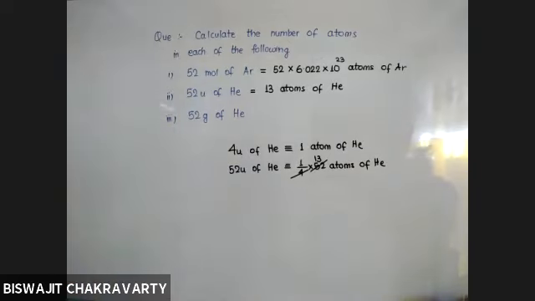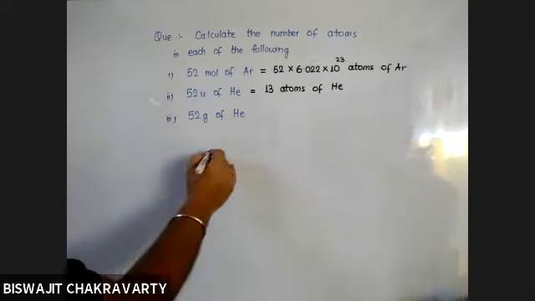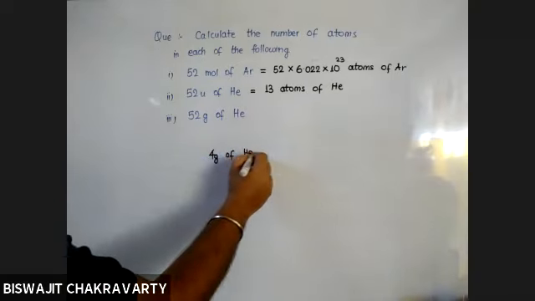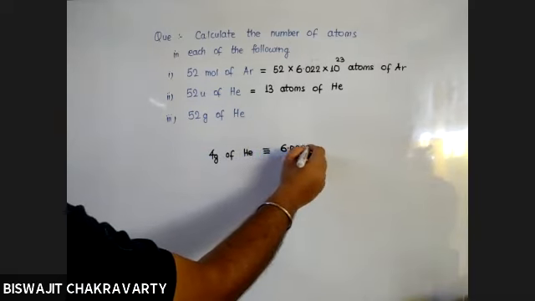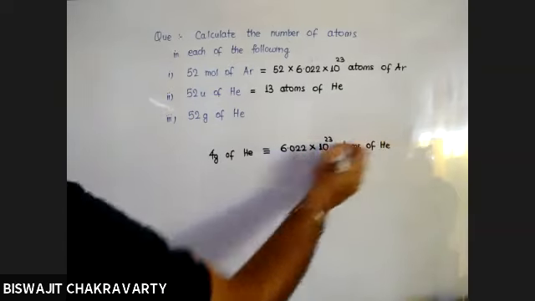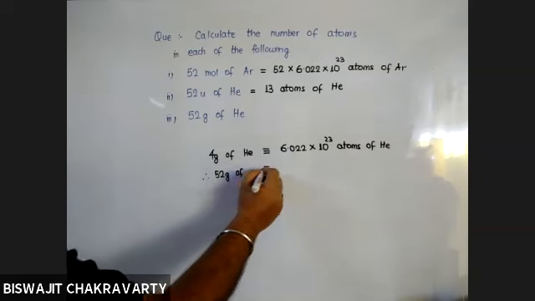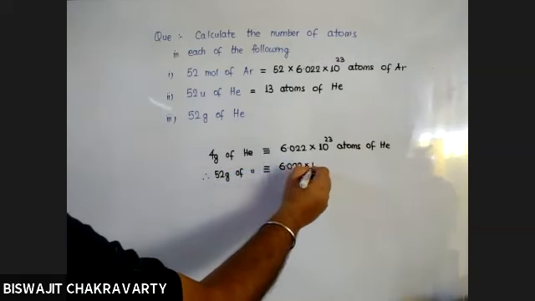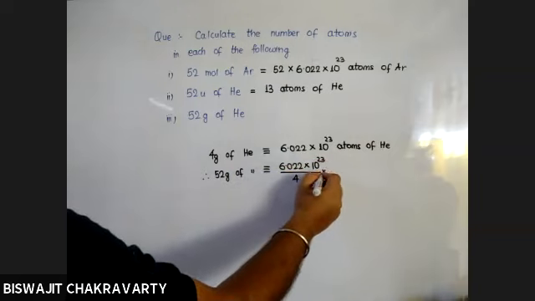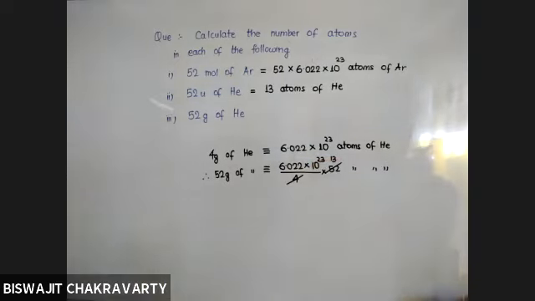Look here, a nice question. Both are given together. In the case of 52 grams of helium, how many helium atoms are there in 4 grams? Sir, Avogadro's number. Very good. 4 grams of helium means Avogadro's number of atoms of helium. So 52 grams of helium will be 6.022 into 10 to the power 23 divided by 4 into 52? Yes or no? Yes, sir.